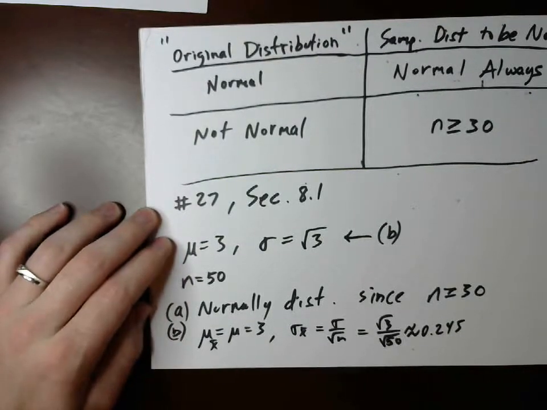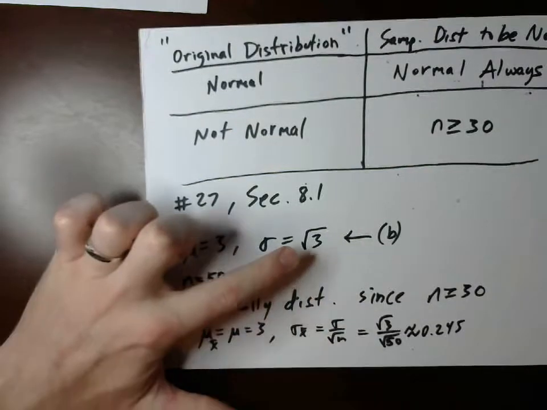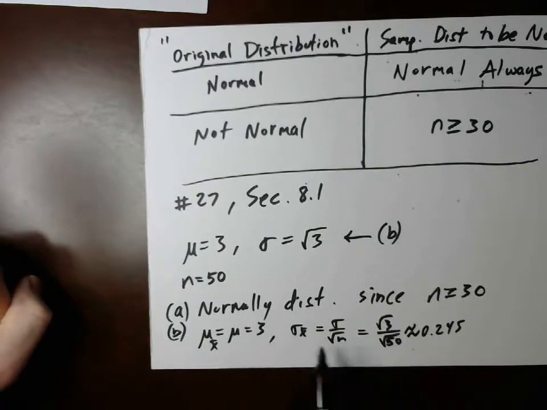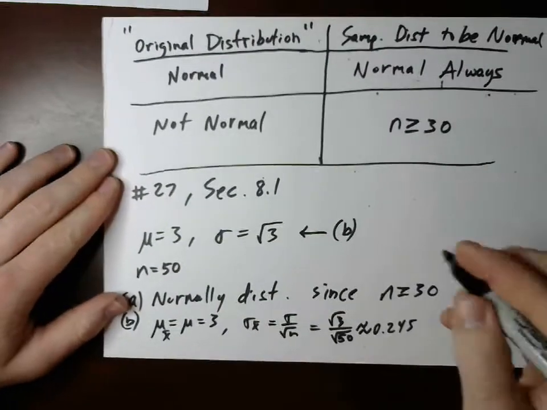Okay, so as you can see, like always, we know the square root of 3 is approximately 1.7 or so, and so with n equals 50, the sampling distribution standard deviation, also known as standard error, is 0.245. Okay. So let's go ahead and do this, we haven't done this yet. Let's do it right here.